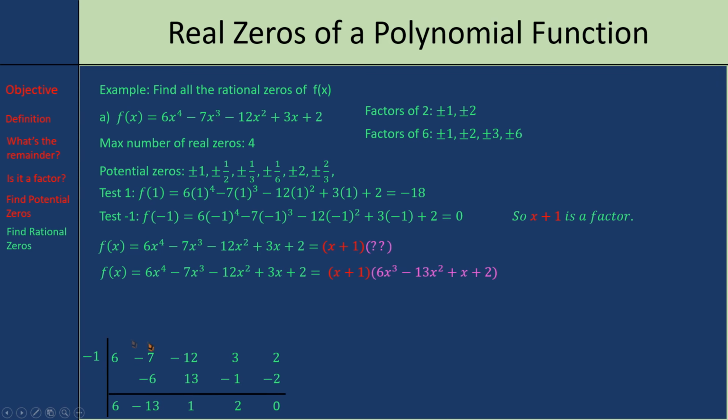Synthetic division gives me the remainder of 0. So this gives me what the pink guy is. If I divide, I get the pink guy, right? Take the green divided by the red, I get the pink guy here. So that's 6x cubed minus 13x squared plus 1x plus 2.